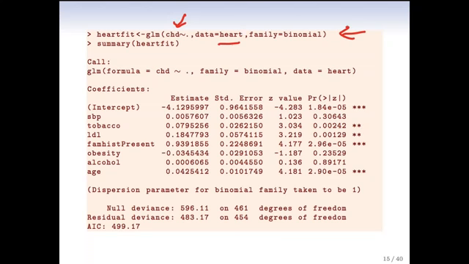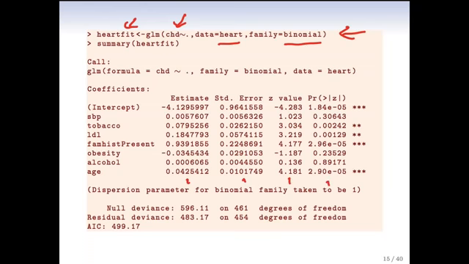And the response here is CHD. And we tell it the family is binomial, which just tells it to fit a logistic regression model. Okay? And then we fit that model, save it in the object called heart fit, and then we do a summary of heart fit. And we get printed out the summary, which is the same summaries that we've seen before. And so now we get coefficients for each of the variables in this column. We get standard errors, Z values, and P values.